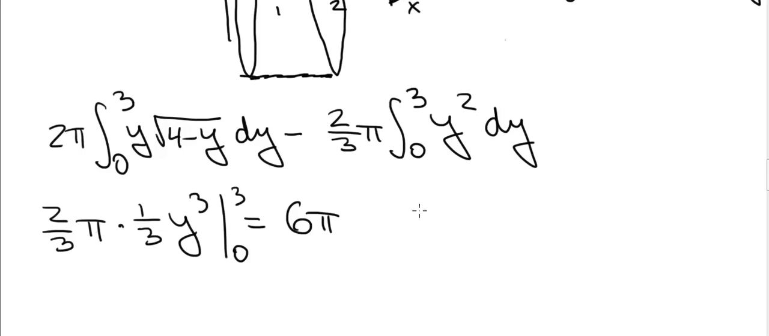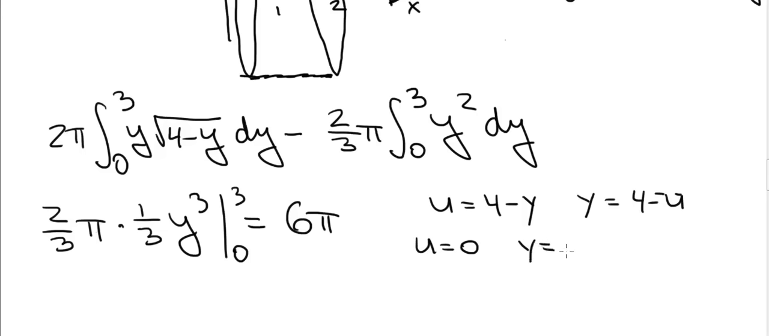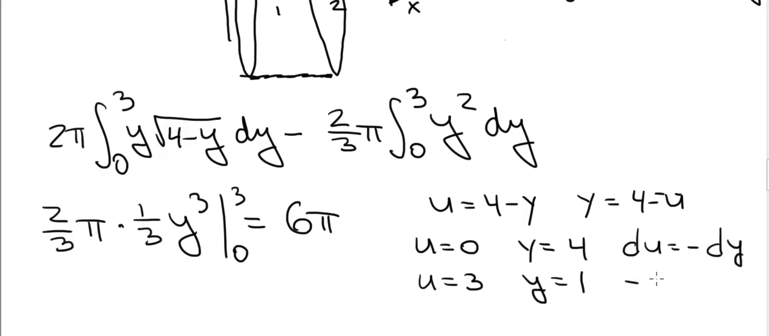So for the first integral, we'll make the following substitution. We're going to let u equal 4 minus y. Then y is equal to 4 minus u. When y is equal to 0, u is going to be 4, and when y is equal to 3, u is going to be 1, and du is minus dy, or minus du equals dy. Let's go ahead and substitute.